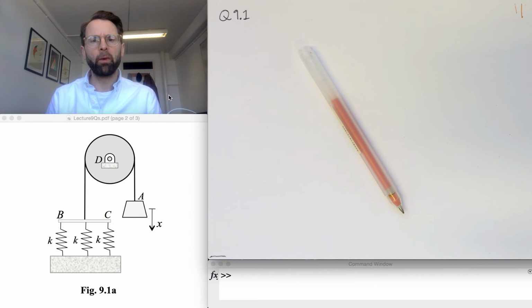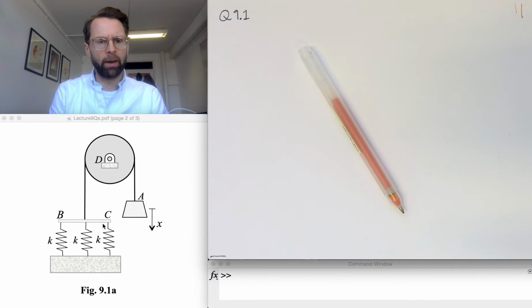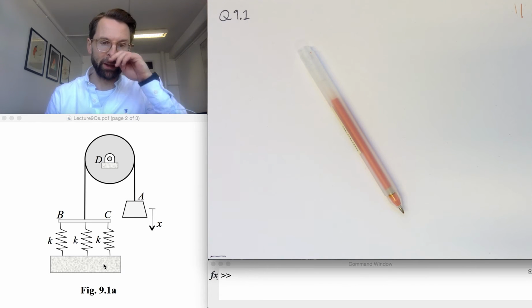Question 9.1 is another question that's based on a past exam paper. This question is asking us to analyse, well, in the first part, this system. We've got a mass which is attached via a cord over this pulley to this light bar here, which is in turn connected to a ground via a few springs.